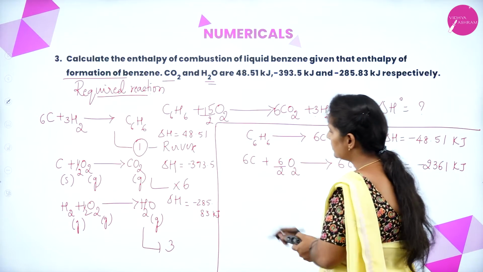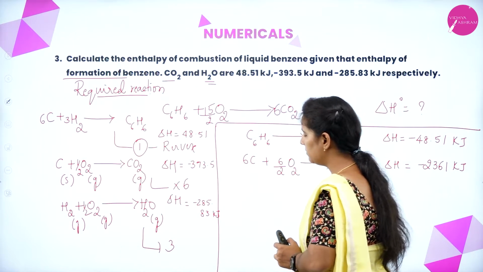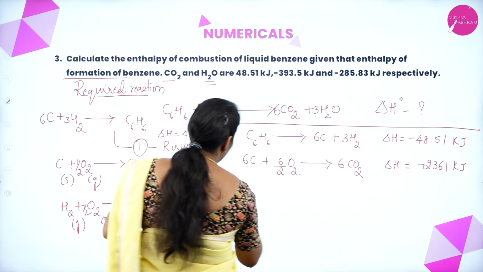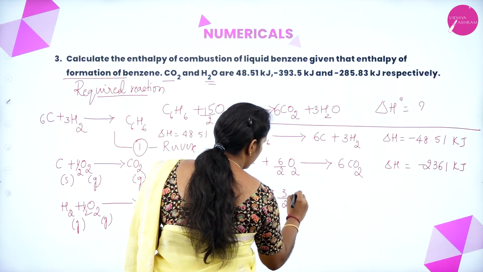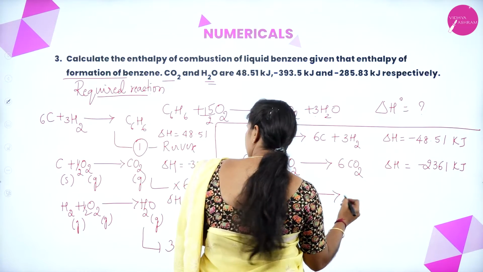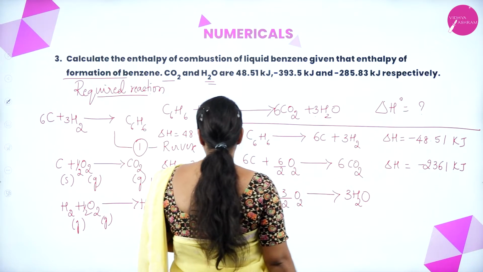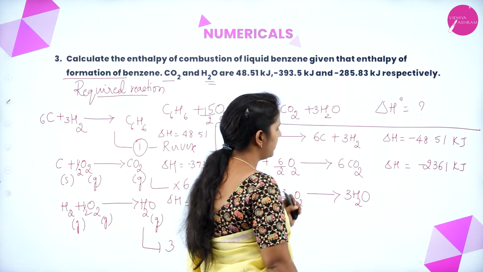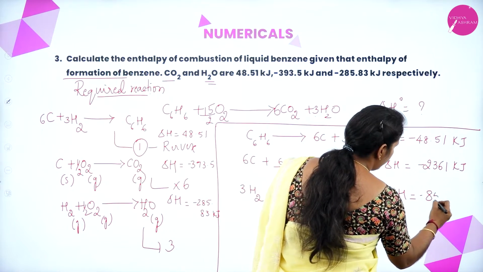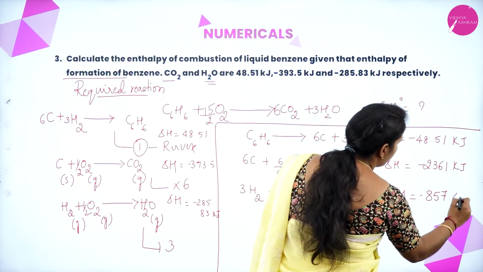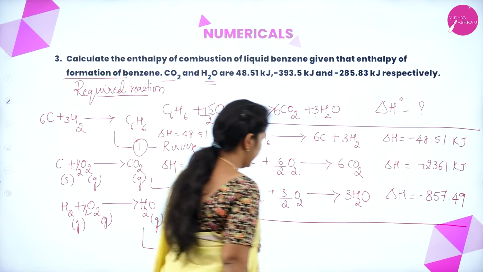Now if you see equation 3, it has to be multiplied with 3 because I want 3 water molecules in my product. So 3H2 plus 3 by 2 oxygen is giving rise to 3 water molecules, and the delta H, minus 285.83, has to be multiplied with 3. So if you multiply, you will get minus 857.49 kilojoules.